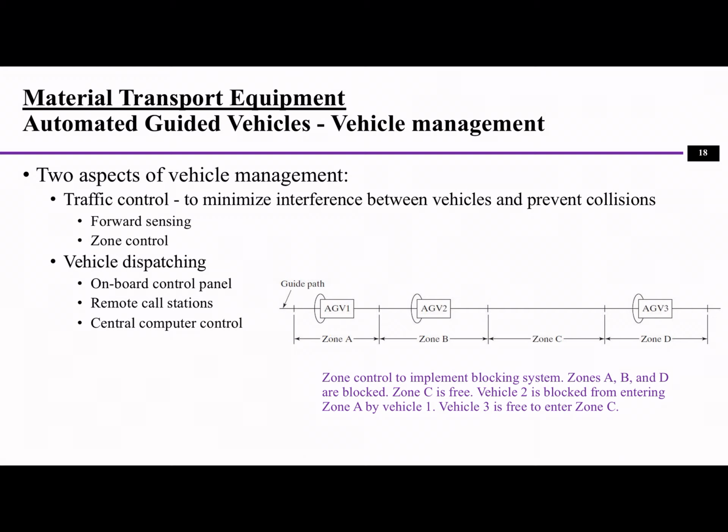Another traffic control for AGVs is that you can use zone control, which means that each AGV can only transport or move within its zone. So in this case, it avoids vehicles meeting with each other, or going into different zones.